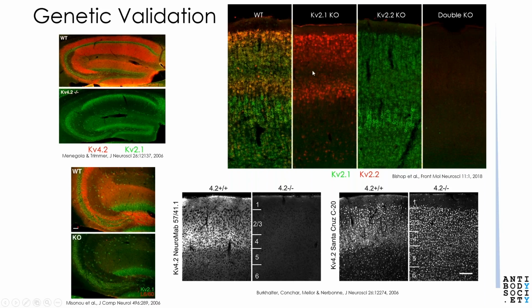The upper right-hand panels show brain sections labeled with two antibodies that in wild-type mice show a layered pattern of labeling in the cortex.